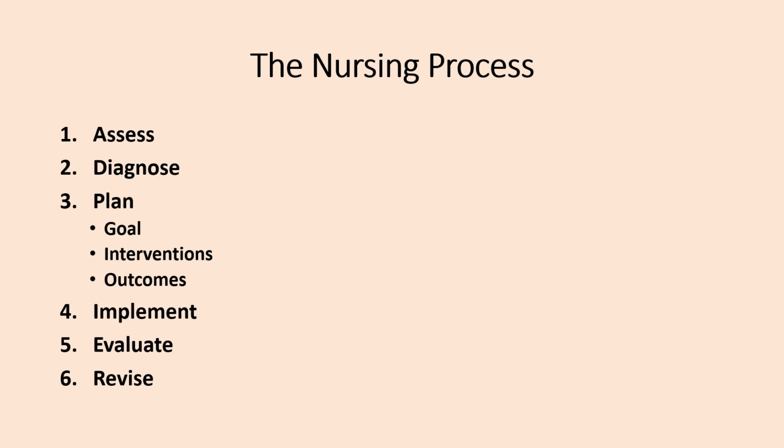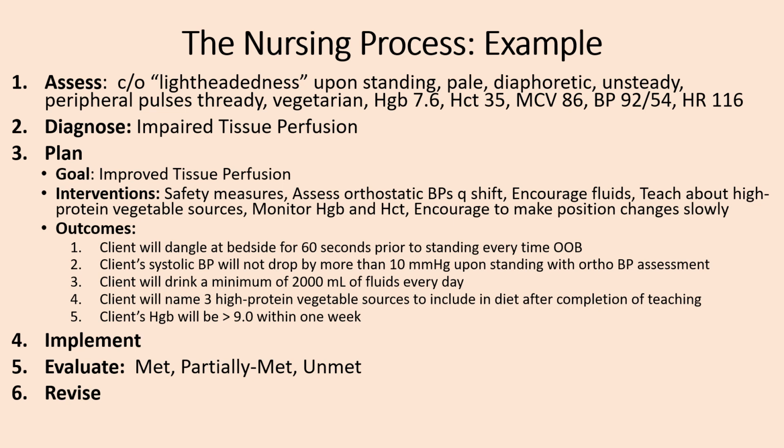Now, if we were to apply that nursing process to the case study that we looked at earlier, then in our assessment, we recognized some significant data, such as the patient was complaining of having lightheadedness whenever she stood. She looked pale, she looked diaphoretic, she was unsteady when she got to her feet. Her peripheral pulses were very weak and thready. She was a vegetarian. Her hemoglobin was 7.6, her hematocrit was 35, both of those were low. Her MCV was within the normal range at 86. Blood pressure was low at 92/54, heart rate was rapid at 116. We recognized those and put everything together and came up with a NANDA-approved nursing diagnosis of impaired tissue perfusion.